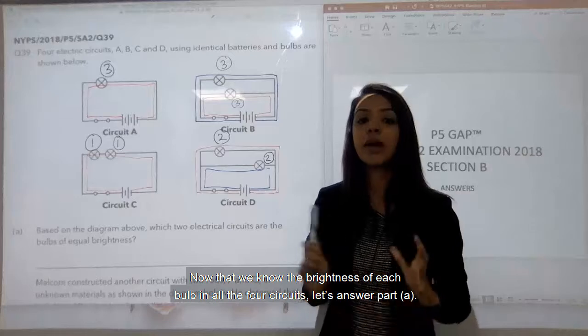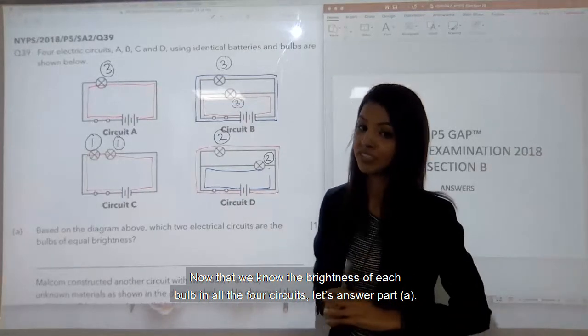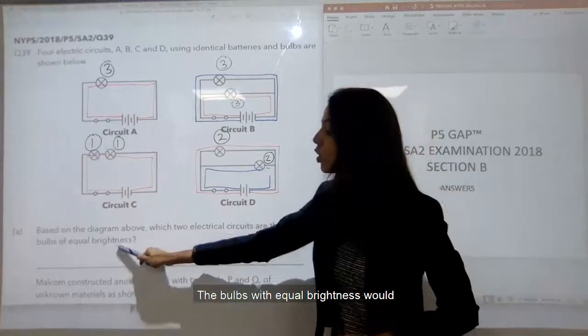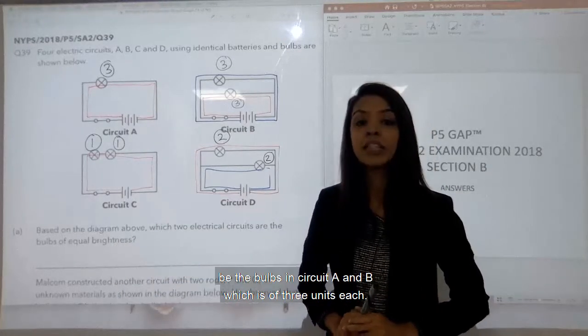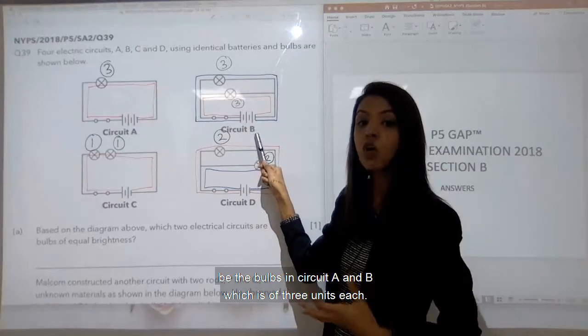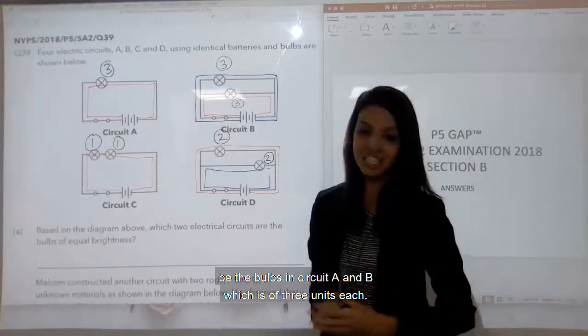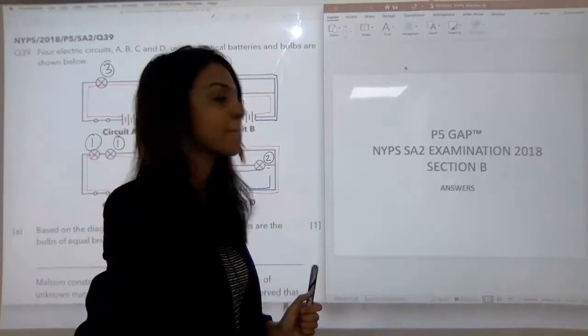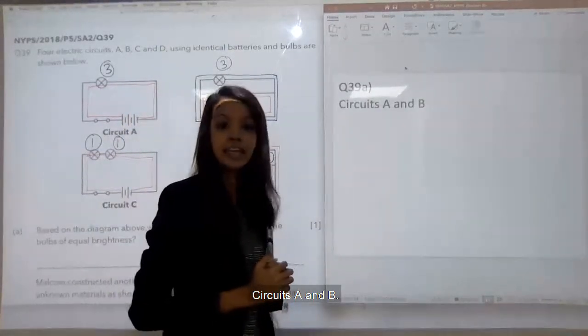Now that we know the brightness of each bulb in all the 4 circuits, let's answer part A. The bulbs with equal brightness would be the bulbs in circuit A and B, which is of 3 units each. So here is the answer to A. Circuits A and B.